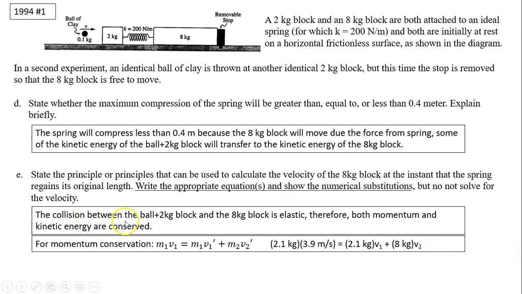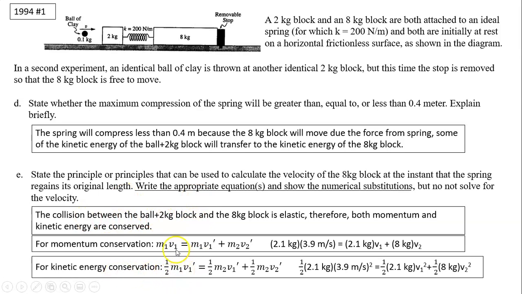The other principle is conservation of energy. So the total kinetic energy before, for the 2 kilogram block and the ball, equals the kinetic energy after: the 2 kilogram block and the ball plus the 8 kilogram block. So now you have two equations and two unknowns. So you have a system of equations to solve for the unknowns.